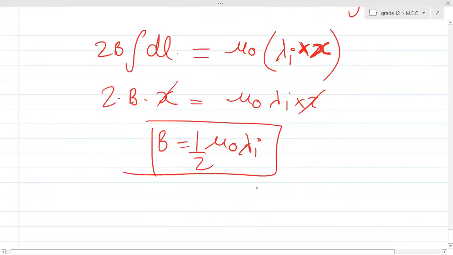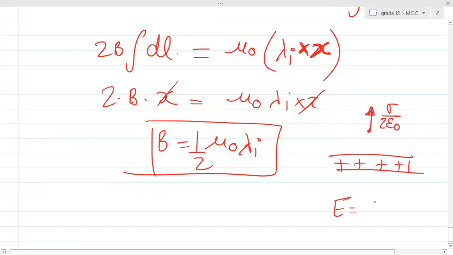Do you remember the electric field due to a sheet of charge? Was it sigma by epsilon naught or sigma by 2 epsilon naught? Due to a sheet of charge, it was sigma by 2 epsilon naught, right? Yes. It's kind of the same thing. Can you see the electric field over here is basically half?